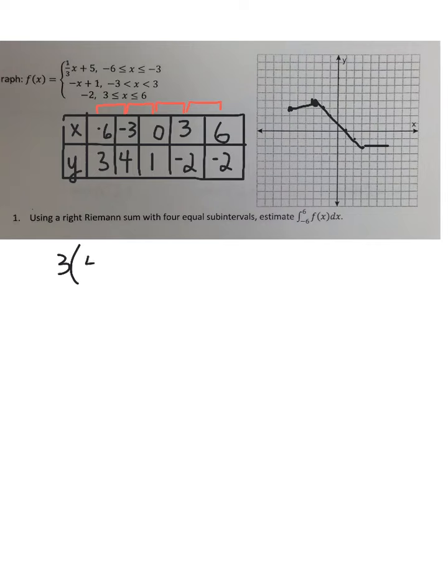So the first one, again, will have a height of 4. The second interval will have a height of 1. The third interval will have a height of -2. And the last interval will also have a height of -2. Okay, so then all we have to do at this point is just add those numbers up, which is going to give me 1, and multiply, and there's your answer.